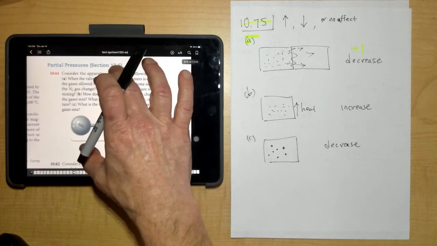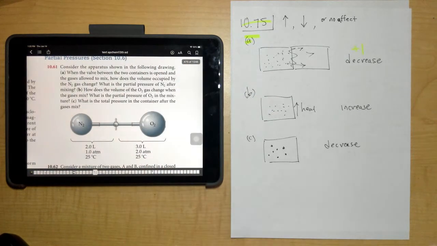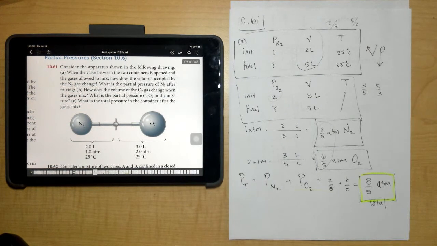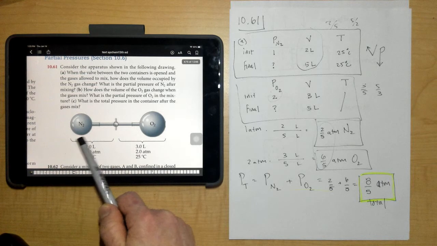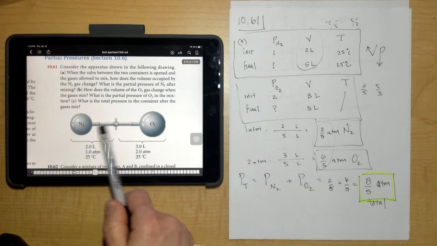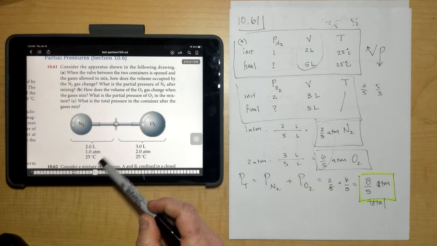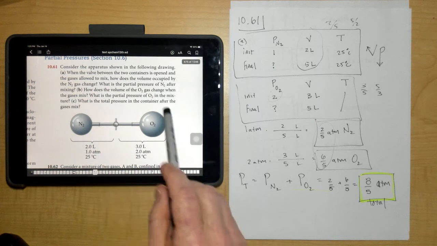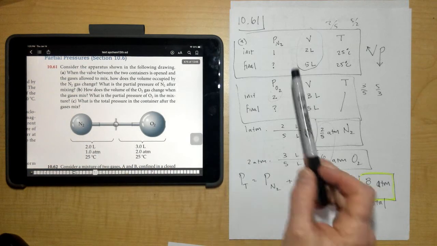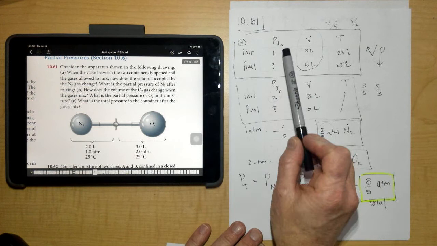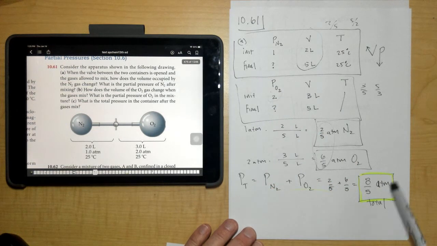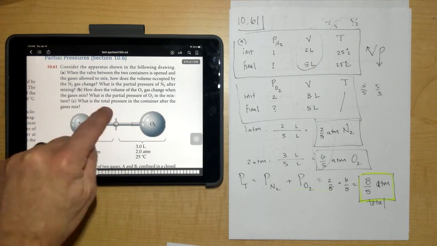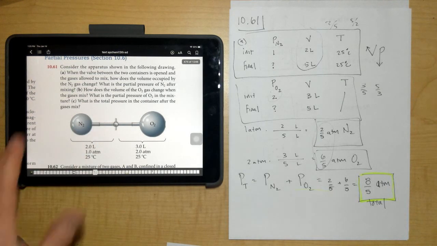All right, the next one is number 61, and this is very similar to the first problem that we did, except this time we have 2 bulbs, and we open the stopcock right here, and then it asks about a bunch of the data that would occur after these 2 gases mix to fill the shape of their container. So I have initial final conditions here for the nitrogen, initial final conditions here for the oxygen, and then I have a final answer down here. And I'm not going to spend a lot of time on that one because I spent a bunch of time on one exactly like this just a little bit ago.